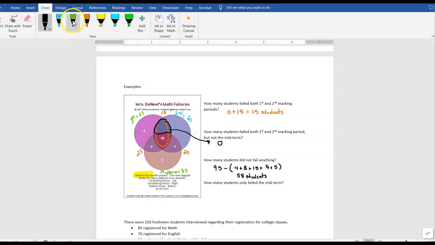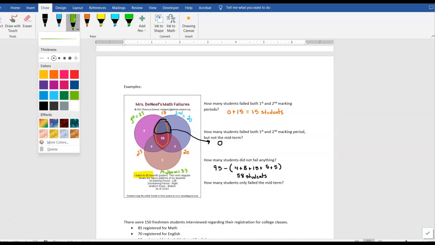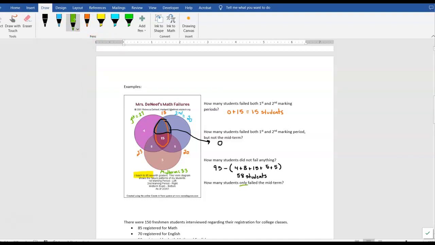And then how many students just failed the midterm? So that's, and it's only the midterm. So that's just this number out here. That's that region there. So we have 5 students.